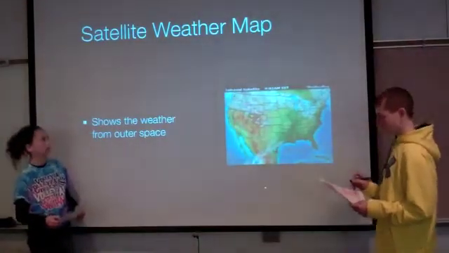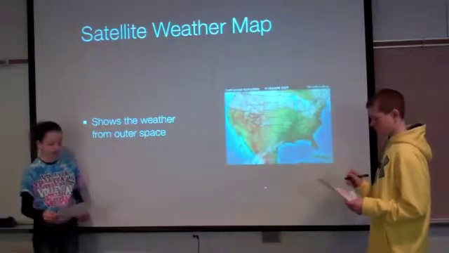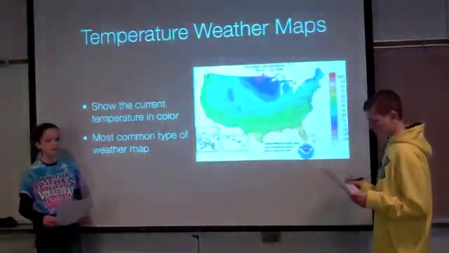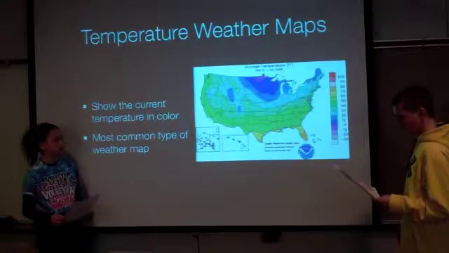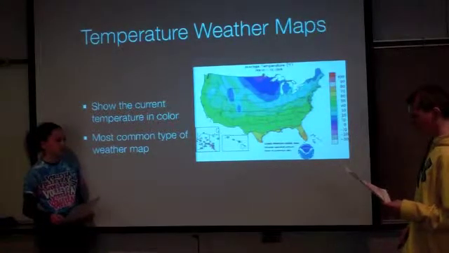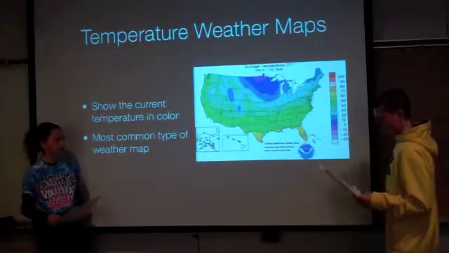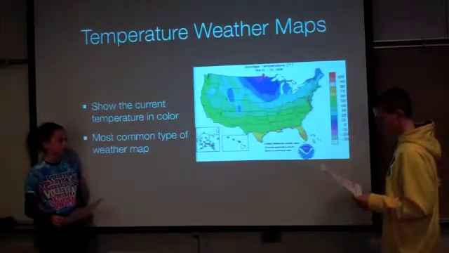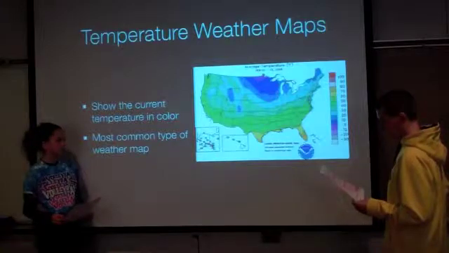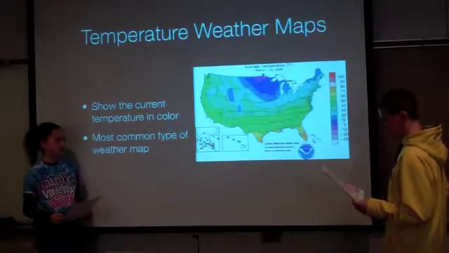A satellite weather map shows the weather from outer space. The temperature on weather maps can be on the side. This is one of the most common ones that people will see. Weather maps can show the current temperature and which days there is.